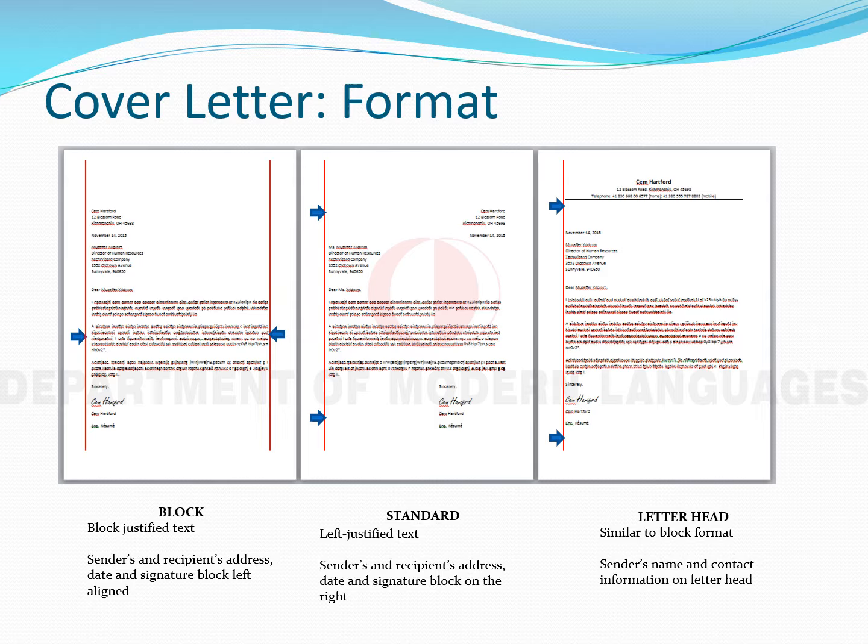Notice also that some information is also placed differently in block formats. The sender or applicant's name and address, the date, the recipient's name, title and address, and the signature block are all aligned with the left margin. On the other hand, in standard letter format, while the recipient's information is aligned left, the sender's name and address, the date, and the signature block are on the right.